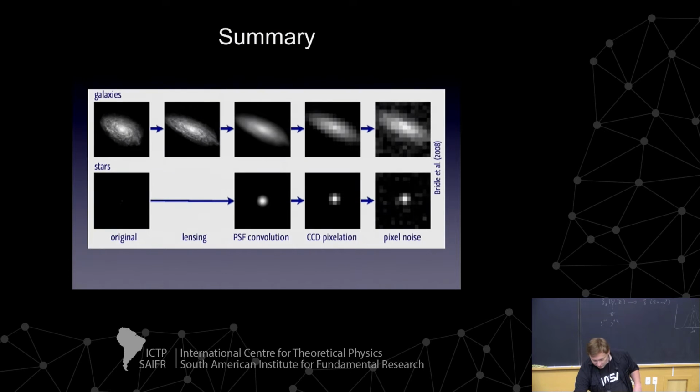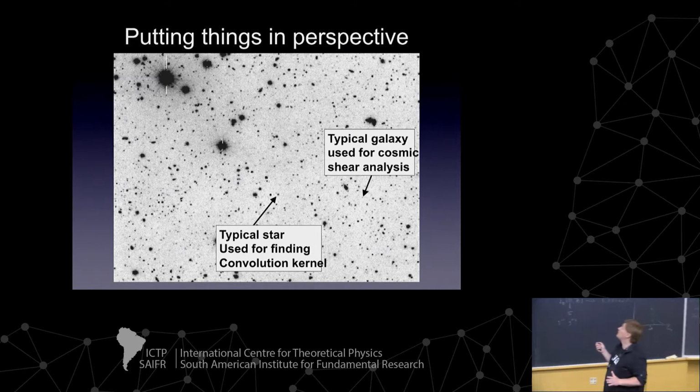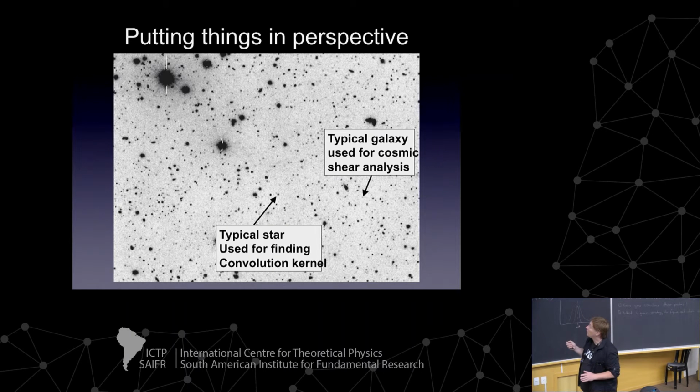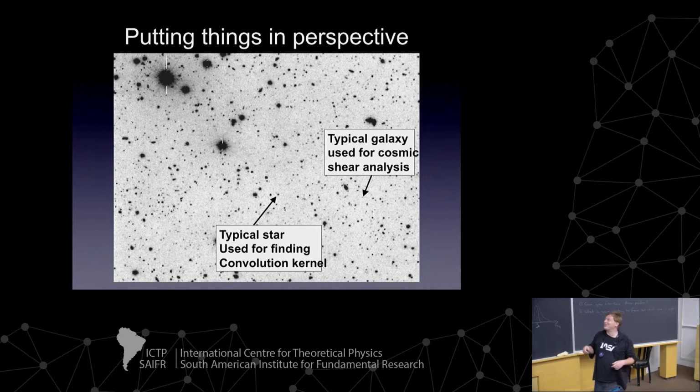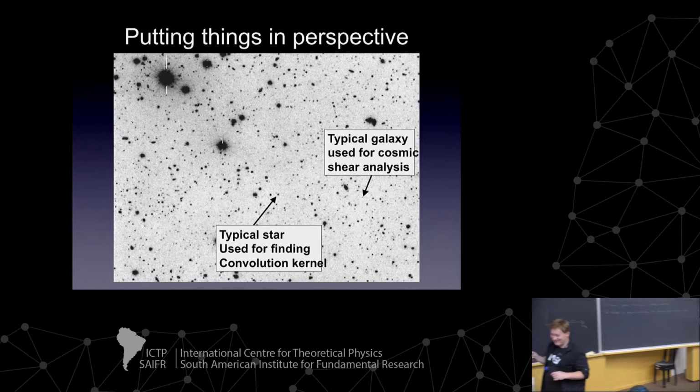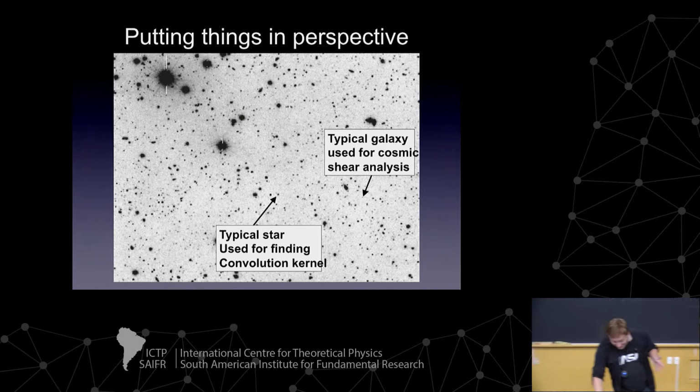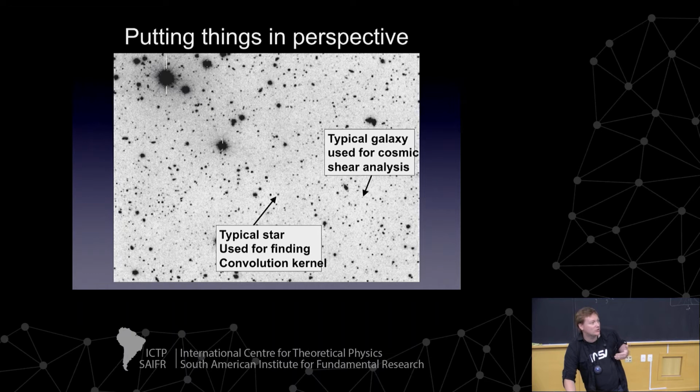I wanted to put things into perspective. So this looks very nice, just to recap, right? All very pretty. But if we now look at the actual data, this puts things into perspective quite nicely. So this is a typical star that is used for finding this PSF kernel. And this over here is a typical galaxy that we use for a cosmic shear analysis. So to all the theorists in the room who want to use weak lensing at some point to do, I don't know, neutrino physics, modified gravity, etc., keep this in mind. It can be done, but it is important to be aware of it. It is important to keep it in mind, right?